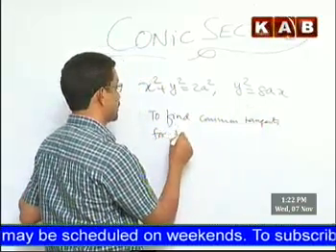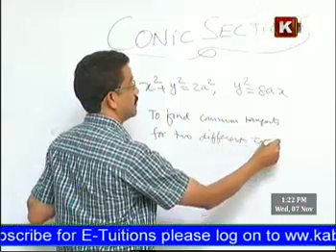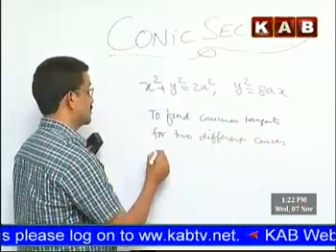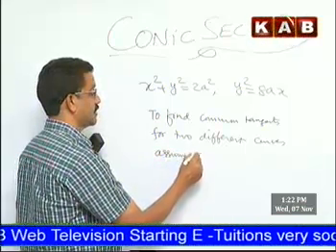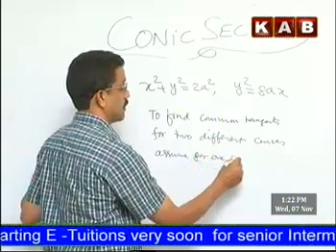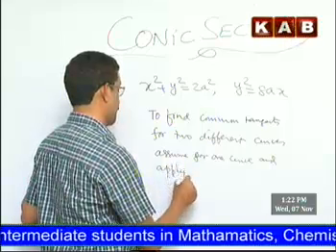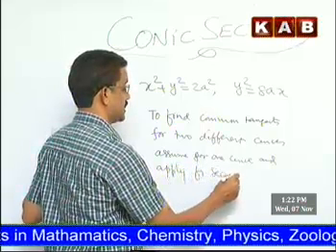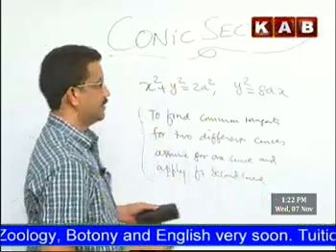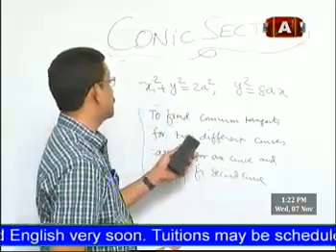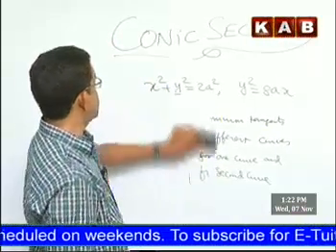For two different curves, to find common tangents for two different curves, assume a tangent for one curve and apply the condition for the second curve. This is the basic idea: assume a tangent for one curve and apply the condition for the second curve. Now let us look at how to do this.